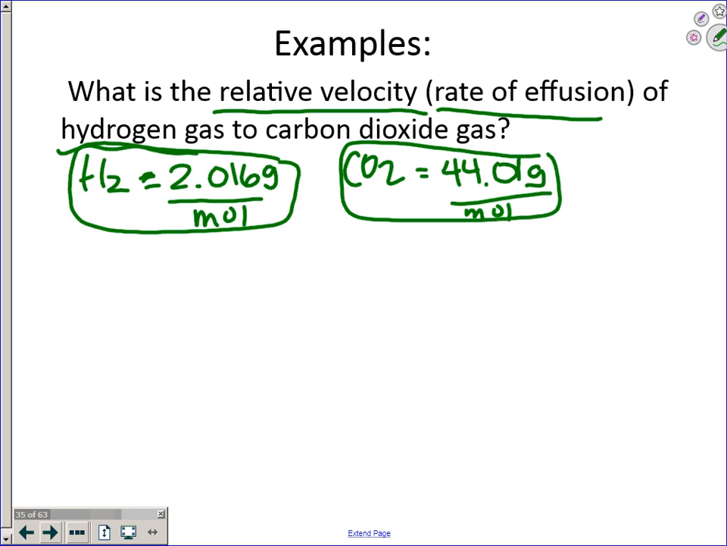Which do we want to call number 1? Why are we putting helium? Because it's the lightest one. So this will be number 1. This will be number 2.